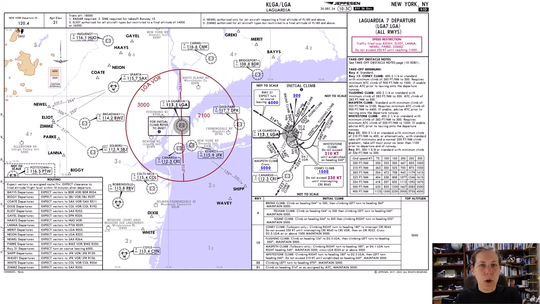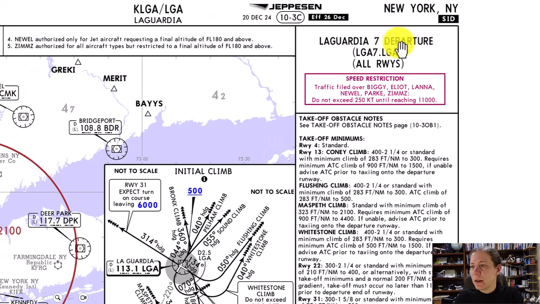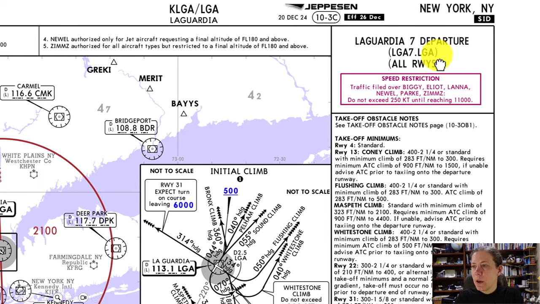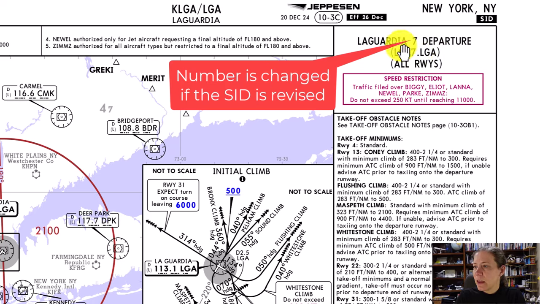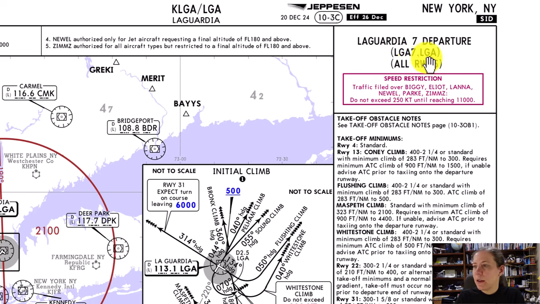This is the LaGuardia departure, LaGuardia 7, and I'm going to go over here and do a bunch of pointing out of features. So it is for New York. It is for LaGuardia. We've got our typical Jeppesen header up here at the top. And then you've got your name, the number. They just changed the number when they revised something about this departure. And this is how I would file it on a flight plan, LaGuardia 7.LaGuardia. Okay, and then it is for all the runways.